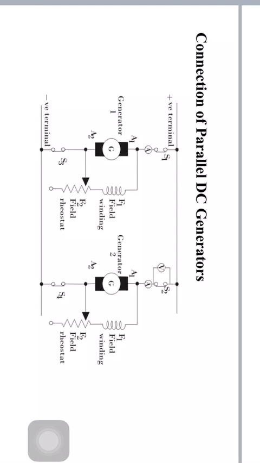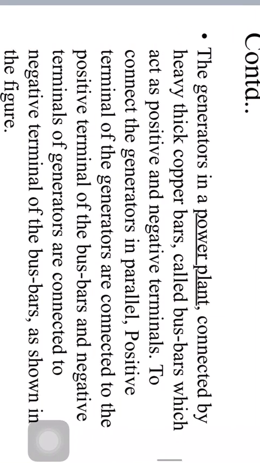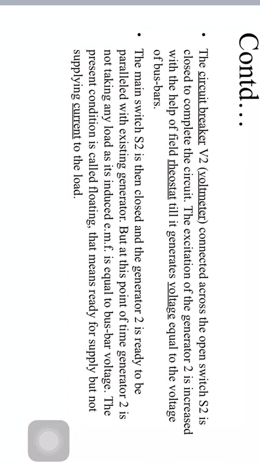Precautions should be taken when we are paralleling the DC generators. Once again, the circuit breaker connected across the open switch S2 is closed to complete the circuit. The excitation of the generator is increased with the help of the field rheostat till it generates voltage equal to the voltage of the bus bars. The main switch S2 is then closed, and generator 2 is ready to be paralleled with the existing generator.